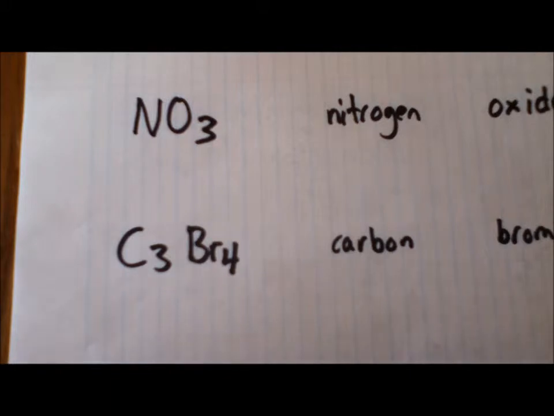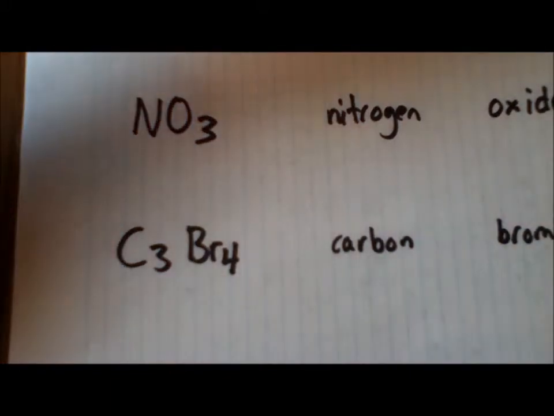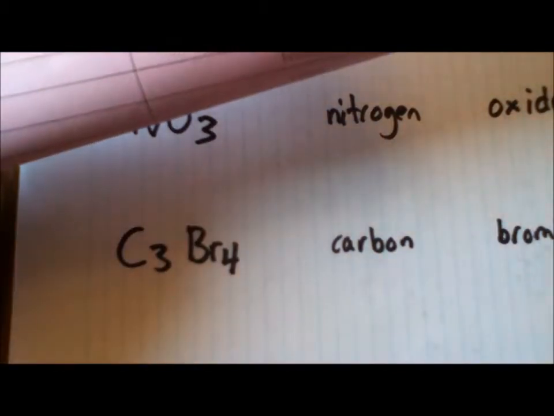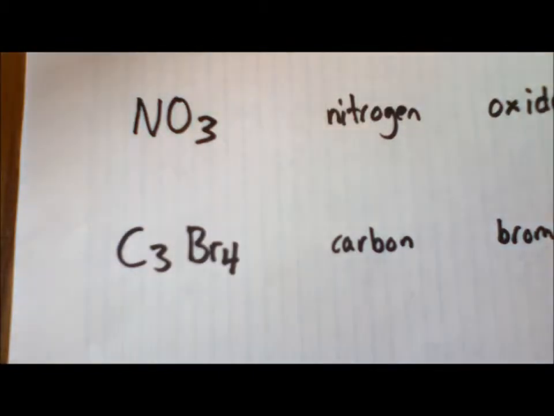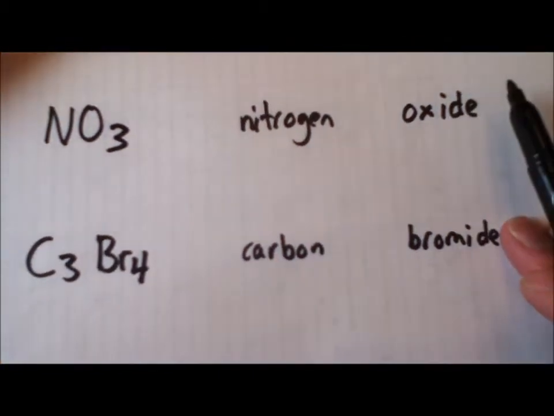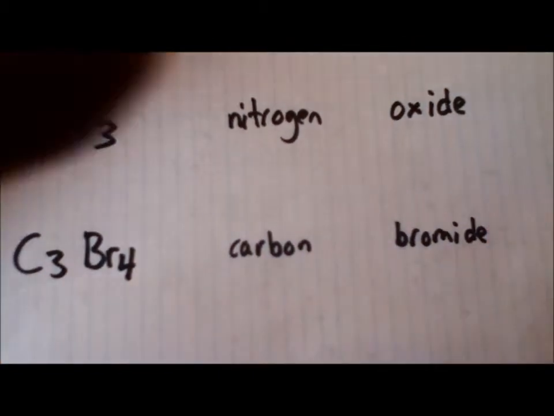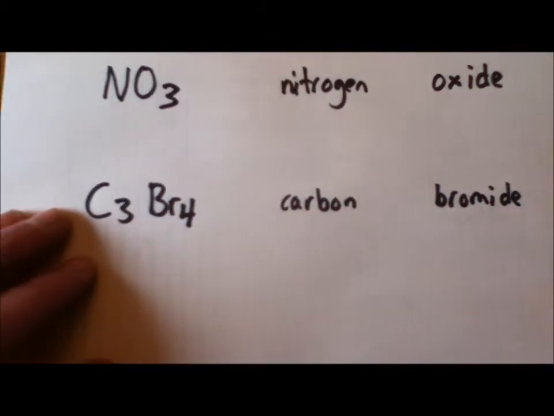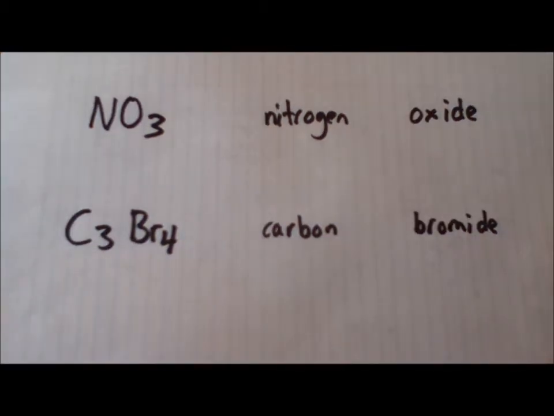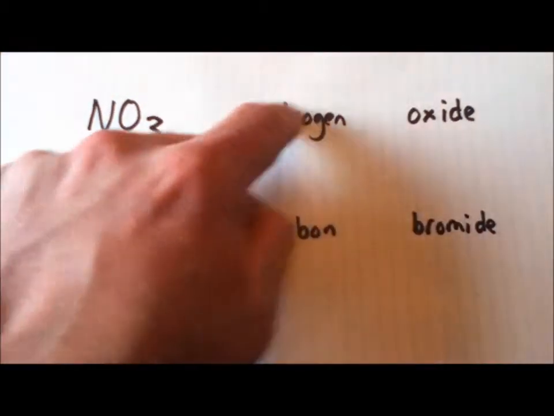Now remember, the second name of the compound needs to end in IDE. So oxygen is actually oxide. So we write that as oxide right there. Let me back the camera up just a little bit so we can see that a little bit more completely. Let's just reposition it. There we go. So we've got nitrogen and oxide.